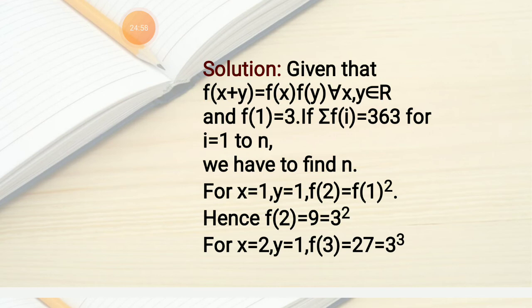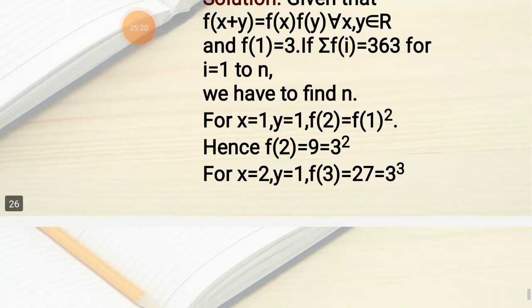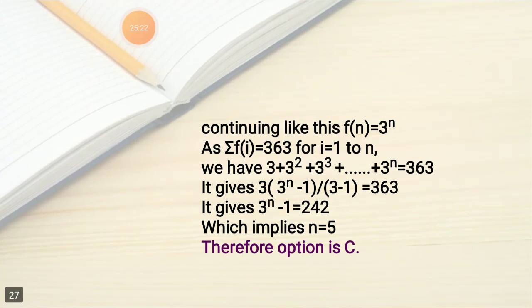For x equal to 2, y equal to 1, f of 3 is f of 2 plus 1, f of 2 into f of 1. F of 2 is 3 square, f of 1 is 3. 3 square into 3, 3 cube, 27. So f3 is 3 cube, f2 is 3 square, f1 is 3, of course. Continuing like this, f of n is 3 power n.